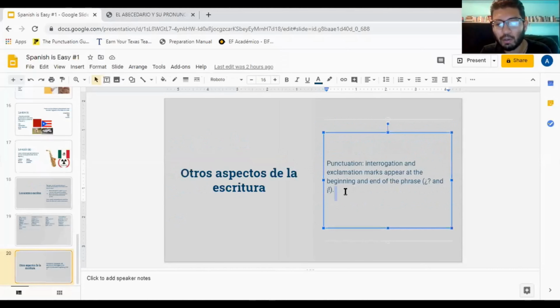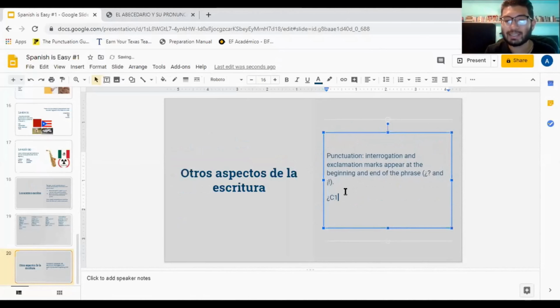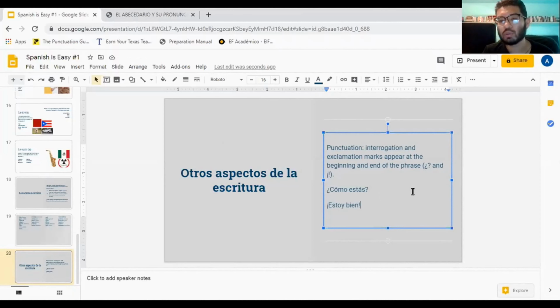So an example of that will be something like, ¿Cómo estás? Or if we want to respond to that with some sort of excitement or exclamation, we can respond, estoy bien. ¿Cómo estás? How are you? Estoy bien. I'm well. Just to exemplify what I mean by having those marks at the beginning and at the end of the phrase, something that we don't see in English, but that is required in written Spanish.